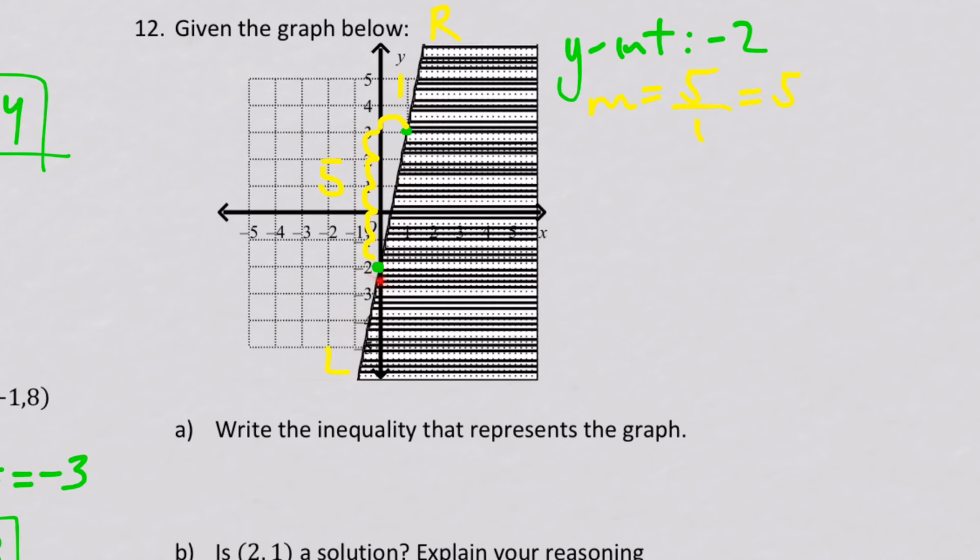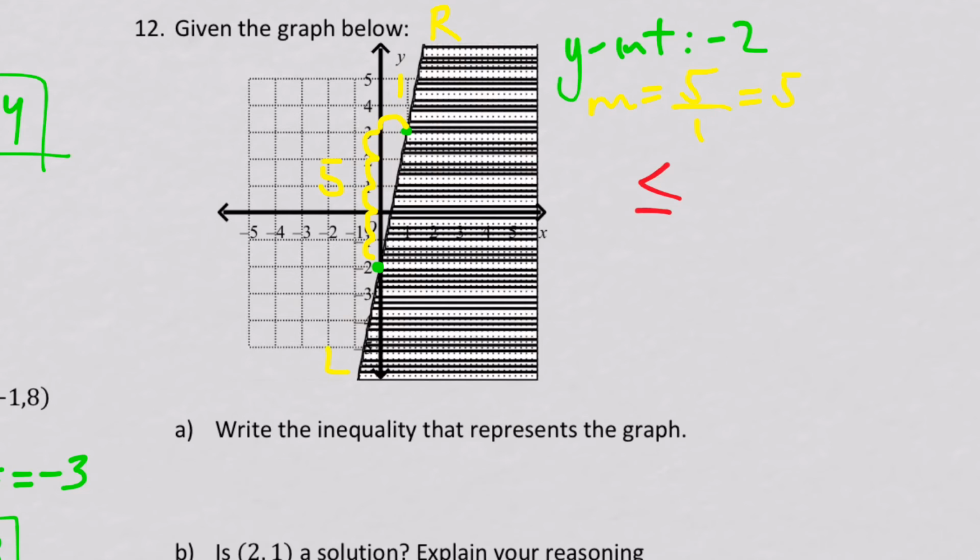So this graph is shading down. Using this line as my boundary line, it's shading in the downward direction. It'll be going this way. Because it's shading down, I'm going to have a less than symbol. Let me use the actual pen. A less than symbol. And again, because it's a solid line, I'm going to include the underscore.